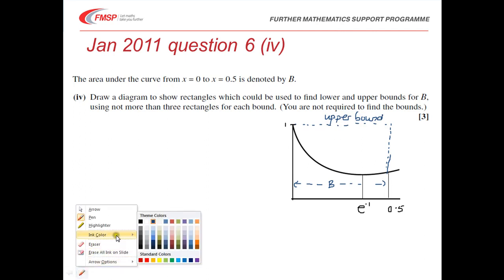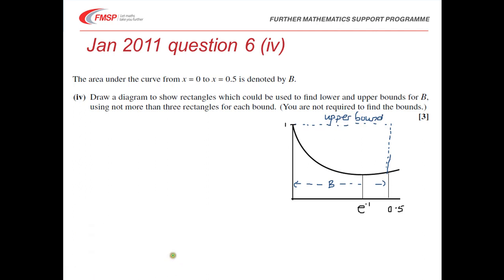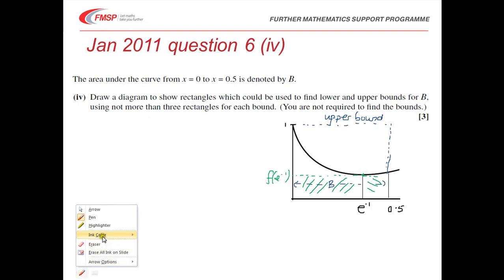If we want to do a lower bound, I'll just change the colour so we can draw our rectangles in, then probably the easiest way of finding our lower bound would be just to draw and look at 2 rectangles. So you have this one and this one. So those 2 rectangles, and that would give us a lower bound. This is the turning point, so I'm actually drawing this horizontal line, so this will be f of e to the minus 1. So those would be our 2 rectangles in that case.